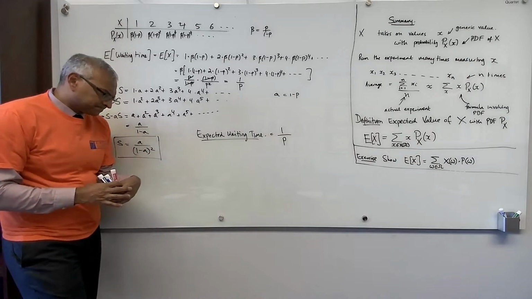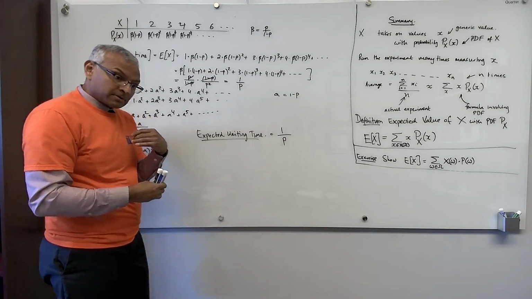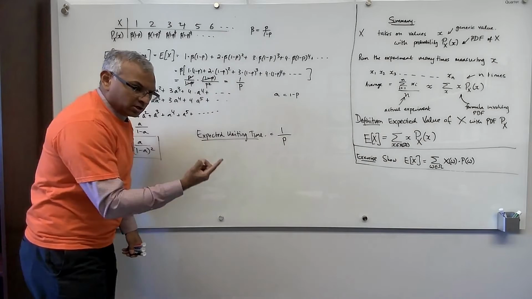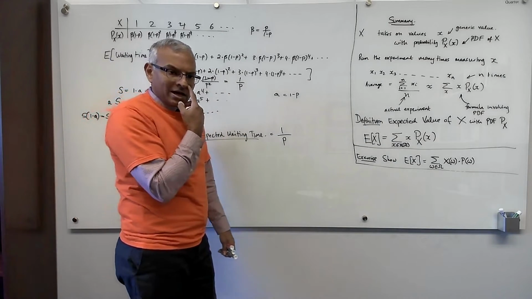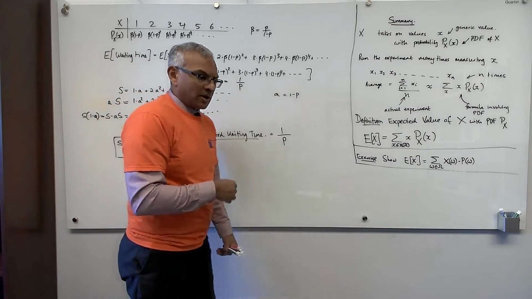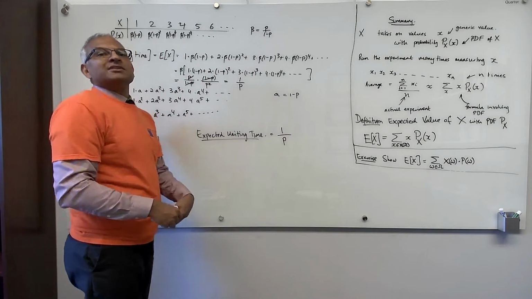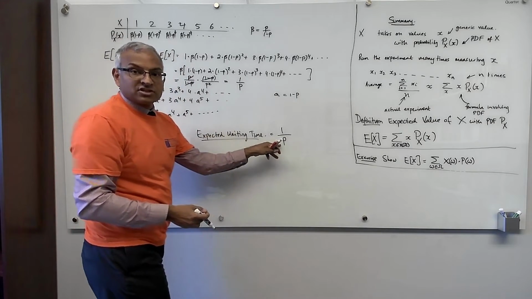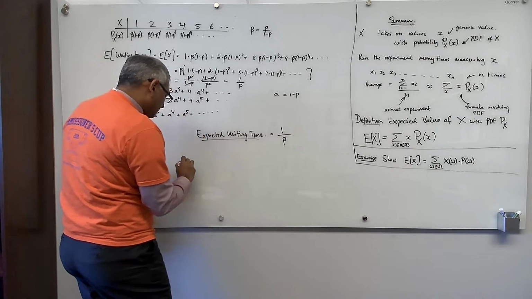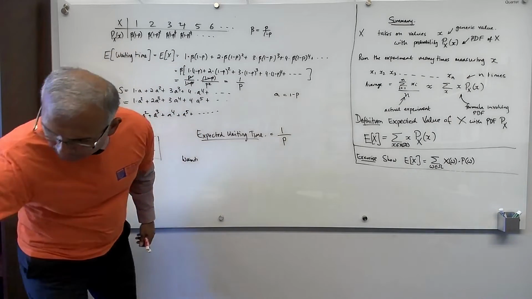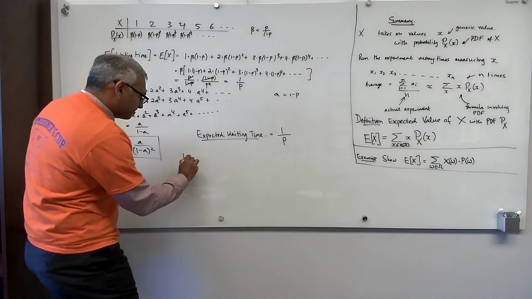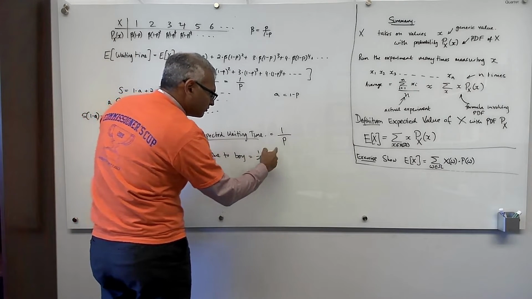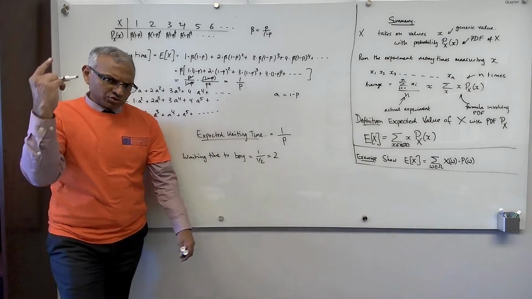So let's do an example. Let us say that you are having kids until you have a boy. If the probability of a boy or a girl is one half, then the chance of success is one half. And you keep doing this until you succeed. Succeed means have a boy. So the expected waiting time to a boy is equal to 1/p, which is 1 over 1/2, which is 2. So you expect to have 2 kids.